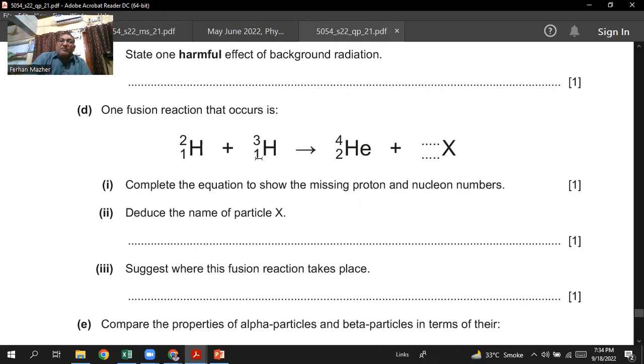The proton number is 2 here. The proton number is 2. So the proton number here is 0. So this is something which has a mass number 1 and its proton number is 0. So it's definitely a neutron.